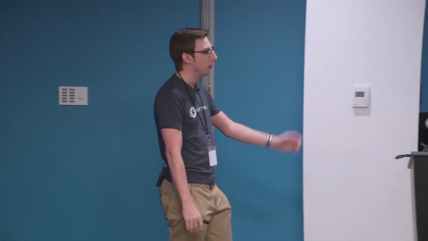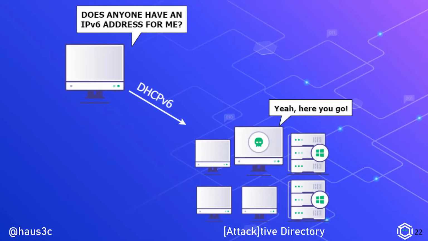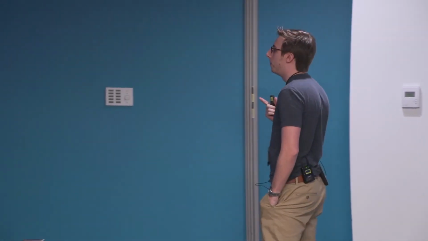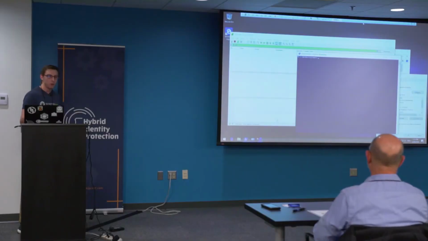And what an attacker can do is they can listen for this request to come across and respond saying, yes, I am. Here's your IPv6 address. And by the way, I am also a DNS server for IPv6. And the attacker can register themselves as an actual DNS server. So that's what this looks like. So I'm on a Windows 10 machine right now. IPv6 is disabled at the moment. And I'll show you what happens when I enable it.